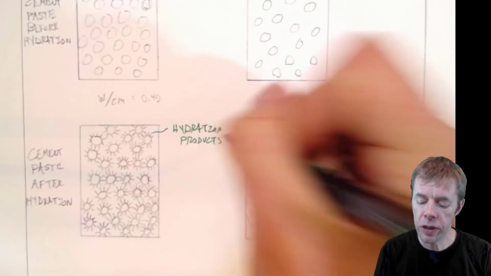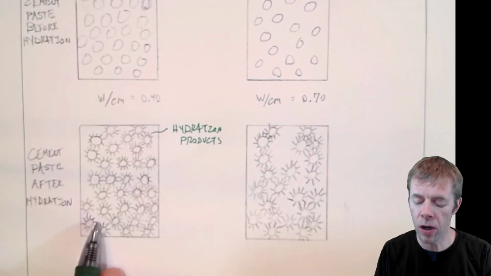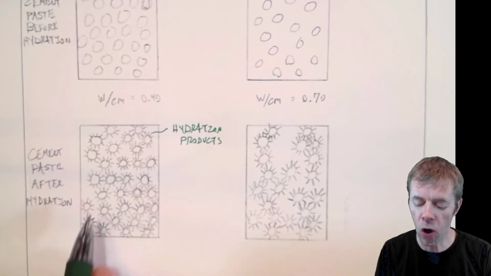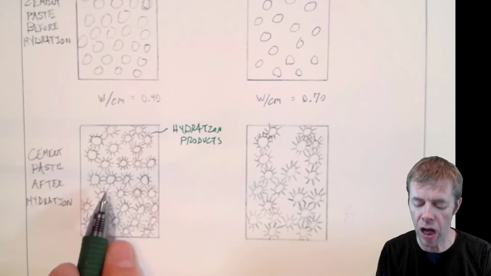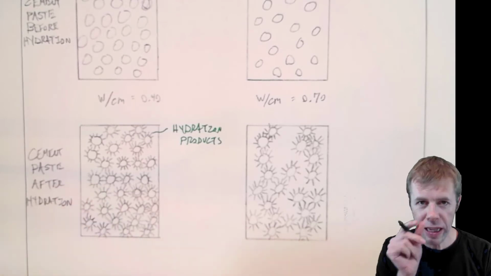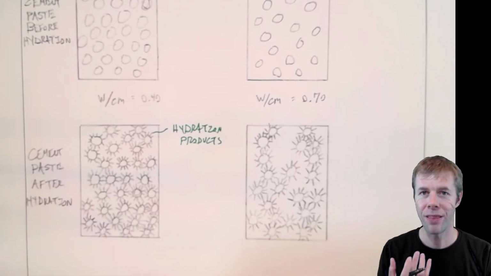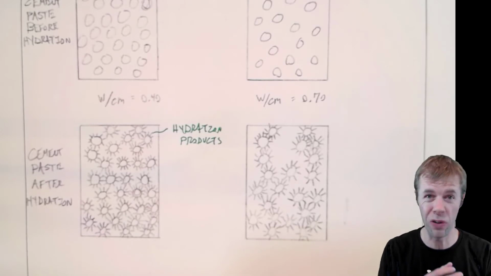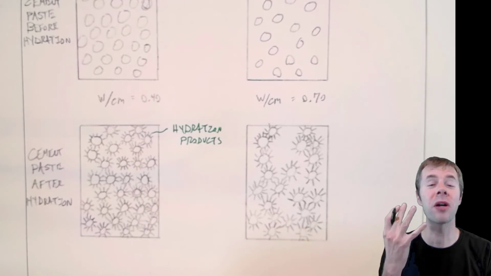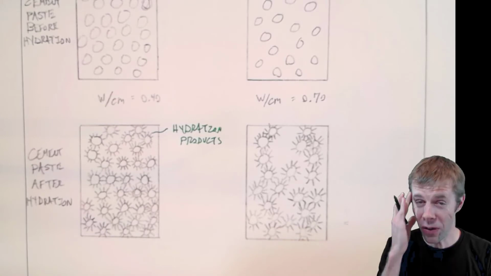And if you notice, I'm showing these hydration products being an equal length. All these little spokes coming out of these lines coming out of these circles are an equal length. That's not right in reality either. We showed data before that showed they're kind of all over the place. But again, this is idealized, right?